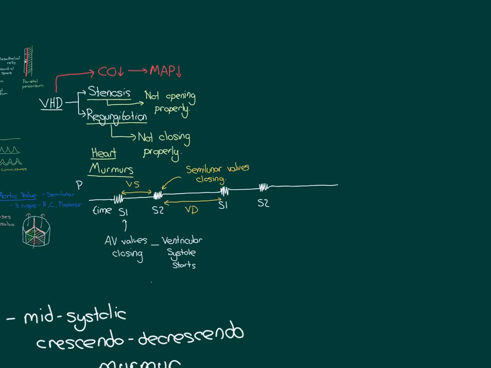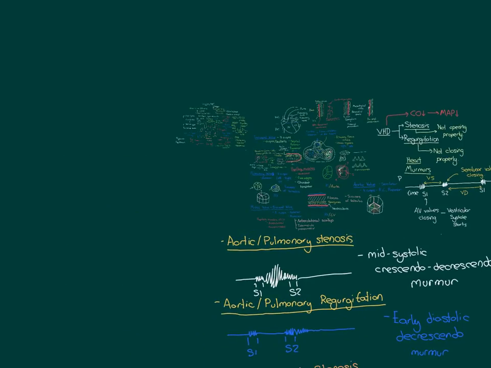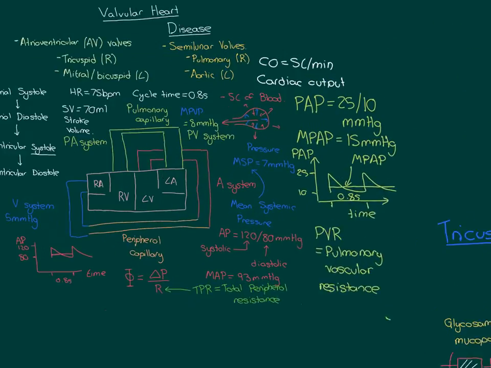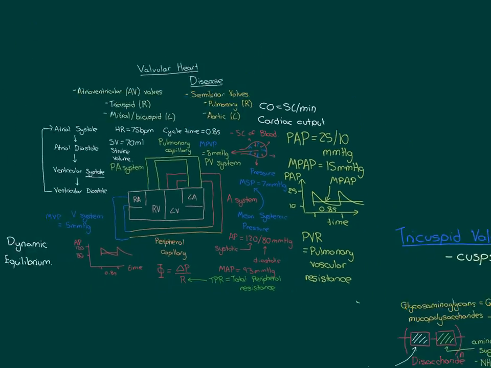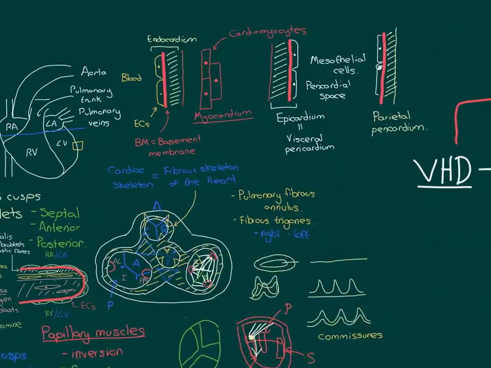What does that then mean? It would be helpful, I think, to go back to my picture of the cardiovascular system over here. So, if mean arterial pressure goes down, what does that mean? Well, that means, of course, that the amount of blood that will flow from the arterial system to the venous system through peripheral capillaries is going to go down. And that's going to have serious consequences, because that means that tissue perfusion is going to go down.